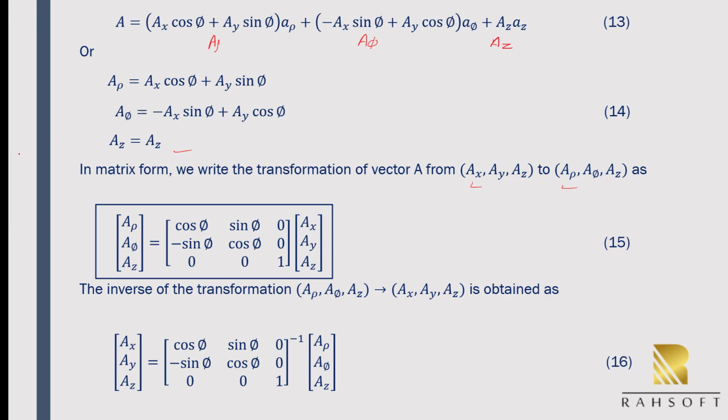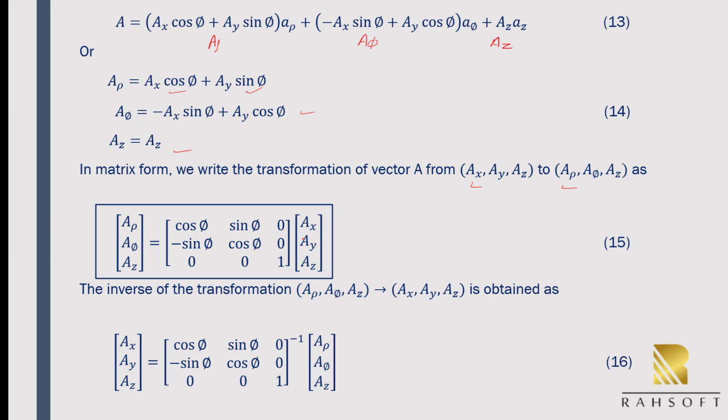In matrix form, we write the transformation of vector A from these Cartesian vectors to cylindrical vectors as ρ, φ, Az. We are writing it in a matrix form, so just write cos φ here, sin φ here, and here is no z component, so 0, and minus sin φ, cos φ, there is no z component, so 0, and in this case we have no x and y component, so 0, 0, 1, we have this z component, in bracket Ax, Ay, Az.